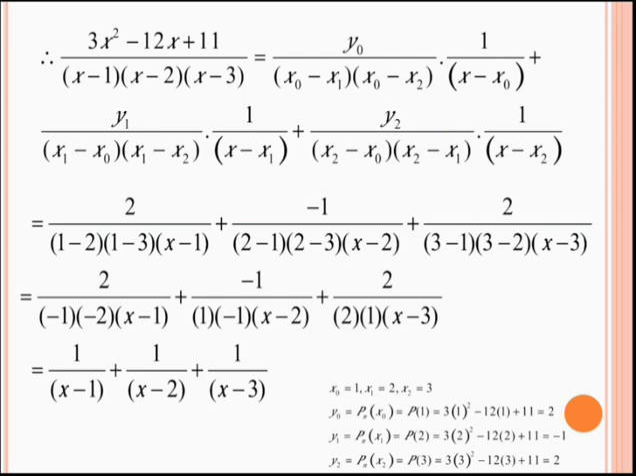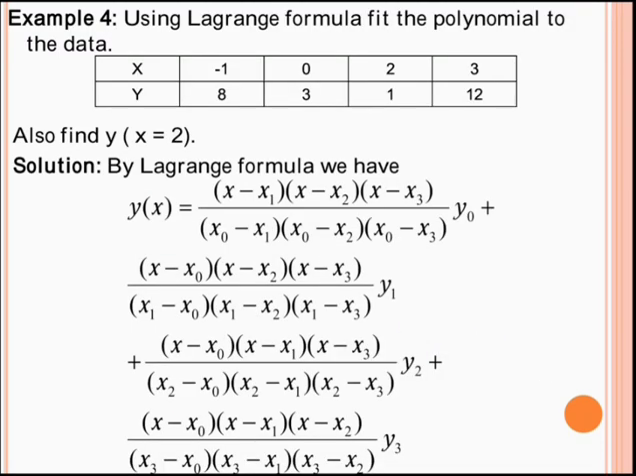Now I have x0, x1, x2, y0, y1, y2 written here. I will put all these values over here and I get my final answer as 1 upon x minus 1 plus 1 upon x minus 2 plus 1 upon x minus 3. So I have expressed the given function into partial fractions. Let us take one more example.